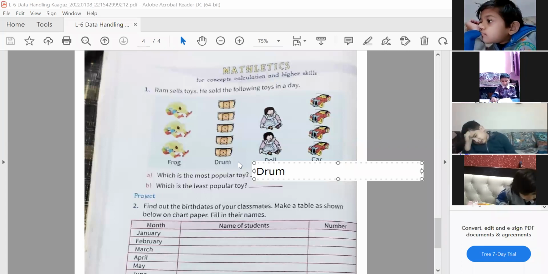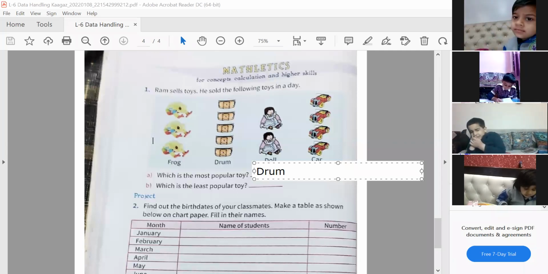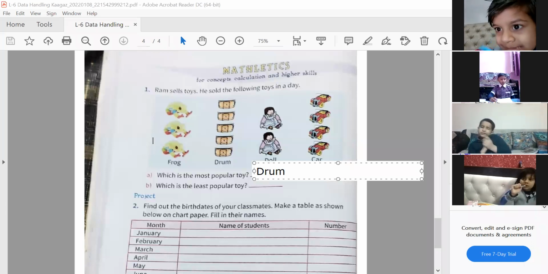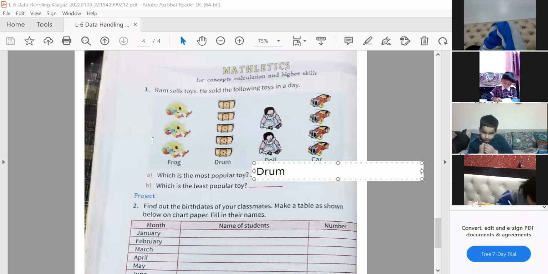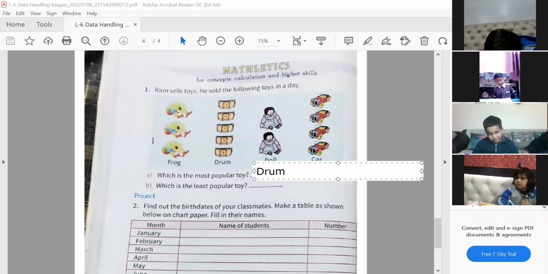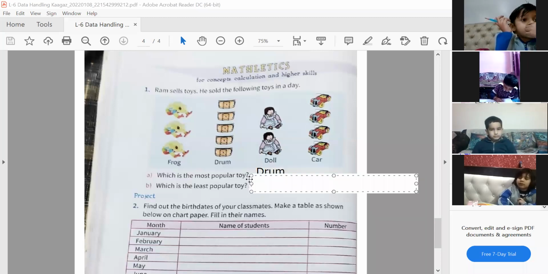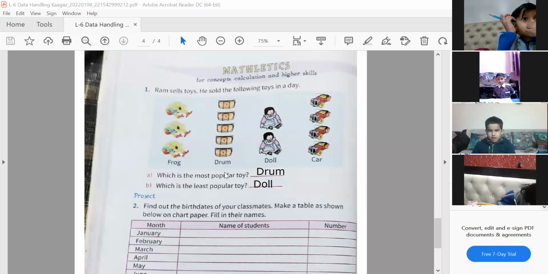Good. Now, Aniket, please unmute yourself. Good morning, ma'am. Good morning. Read out question number B. Which is the least popular toy? Which toy does he have the least of? Ma'am, doll. How many dolls are there? Two. Very good.